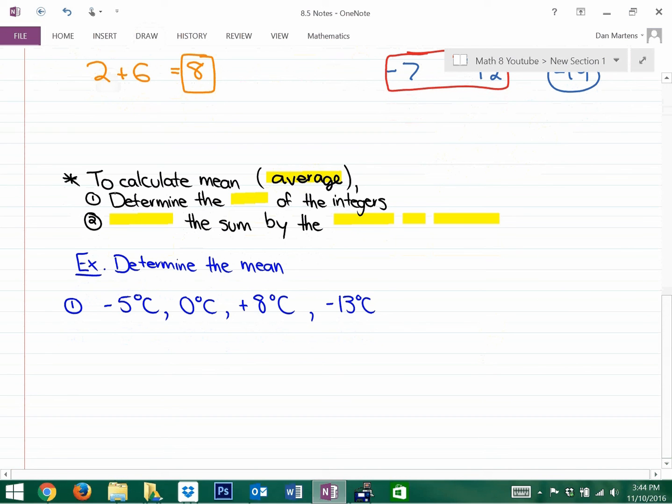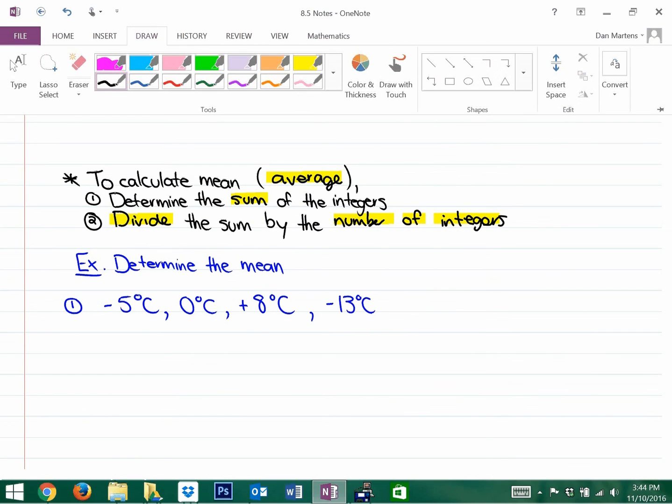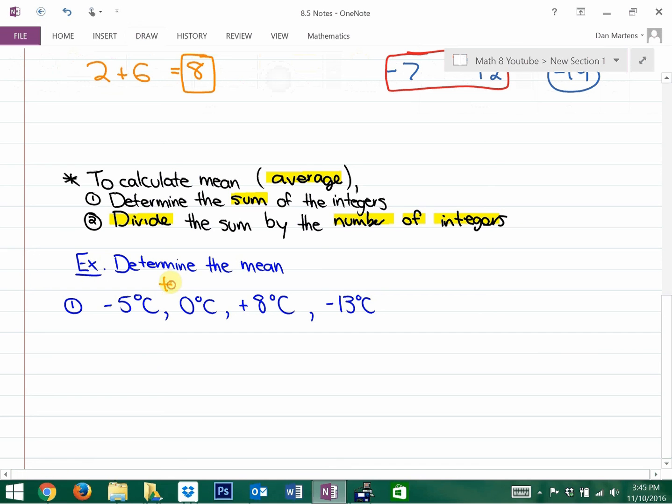But what we do is the same process. We're going to determine the sum of the integers, so we're going to add them all up, and then we're going to divide that sum by the number of integers. Okay, so the idea is we're going to add these all up. We'll do that in a bit. And then we're going to divide that by 4. And that will give us the average temperature out of these 4 numbers. So let's jump into that, and that's how we calculate average.